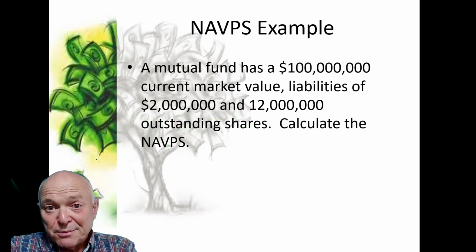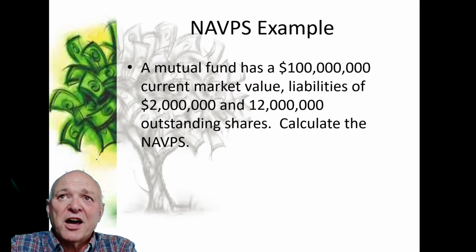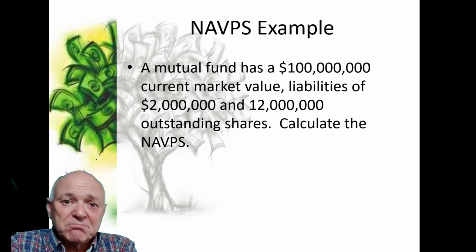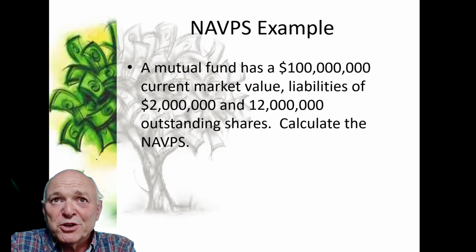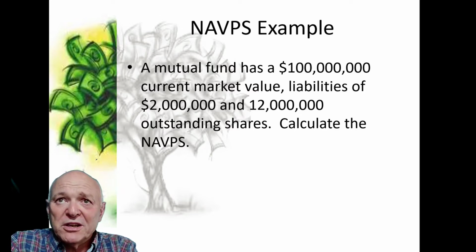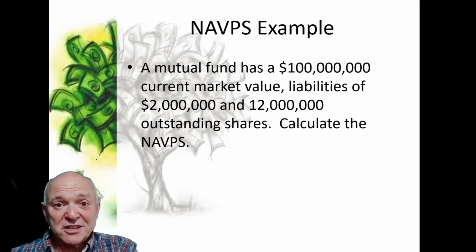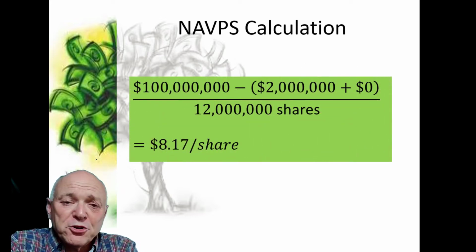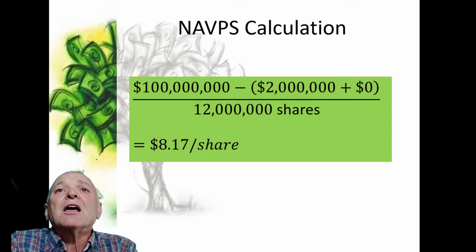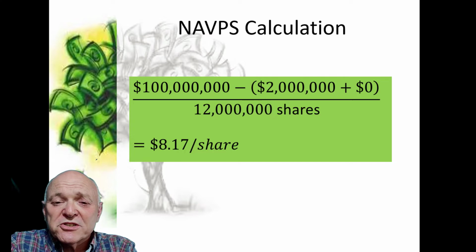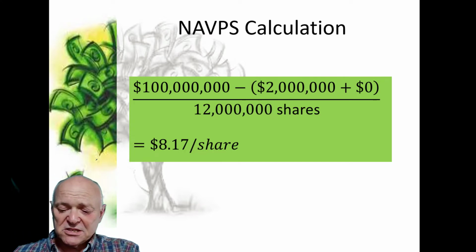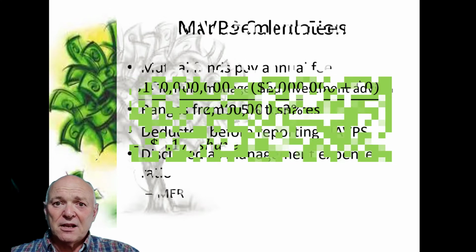So, for example, if we have a mutual fund with $100 million current market value, it has liabilities, perhaps redemptions that are in process of $2 million, and it has no other fees. There are 12 million outstanding shares. To calculate the net asset value per share, 100 million minus the liabilities, no management fees, all divided by 12 million shares. That says that the net asset value per share is $8.17.